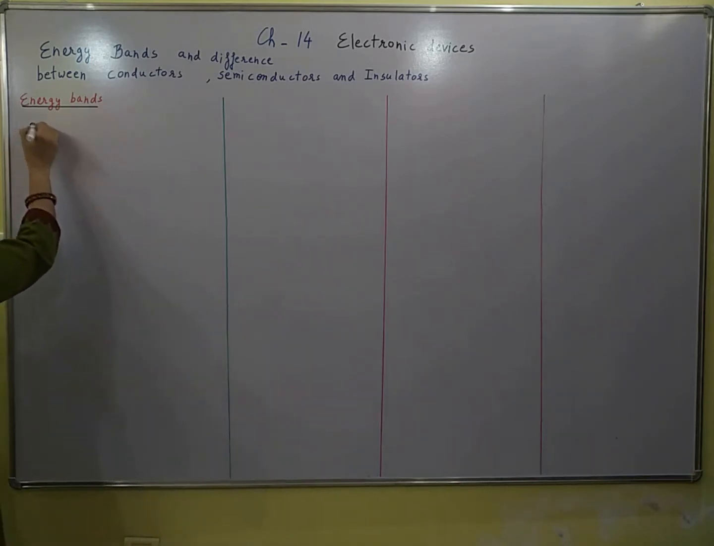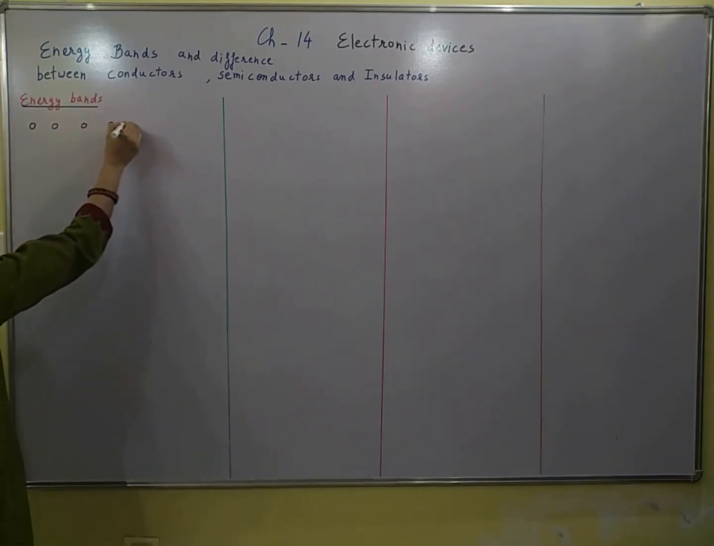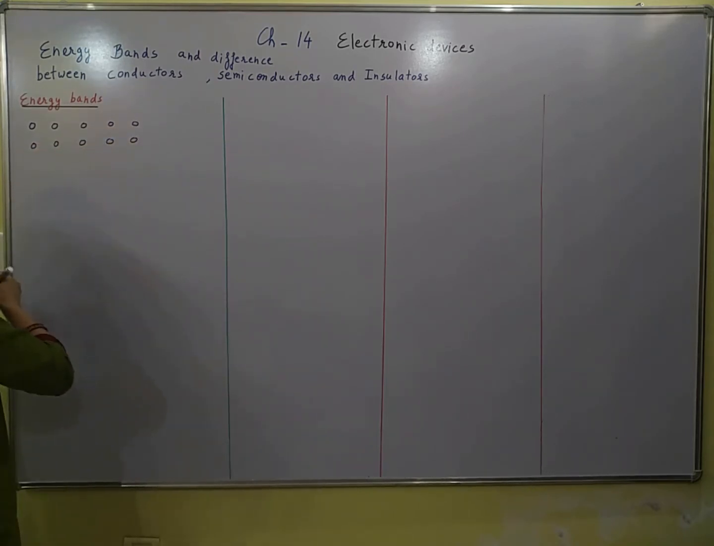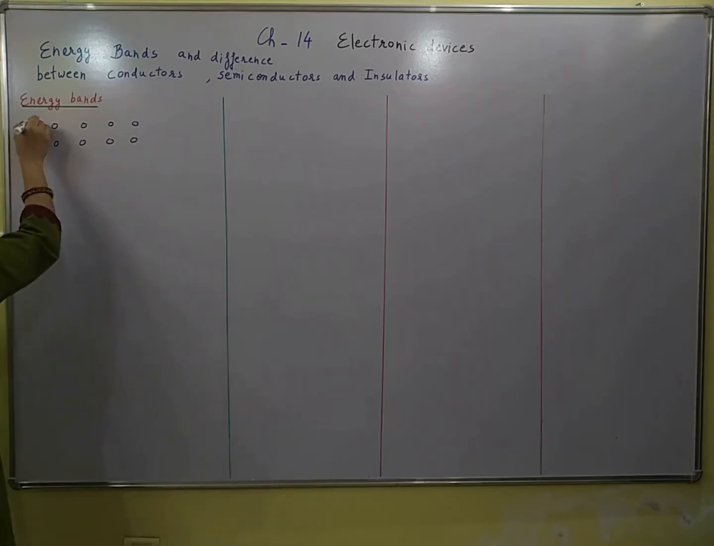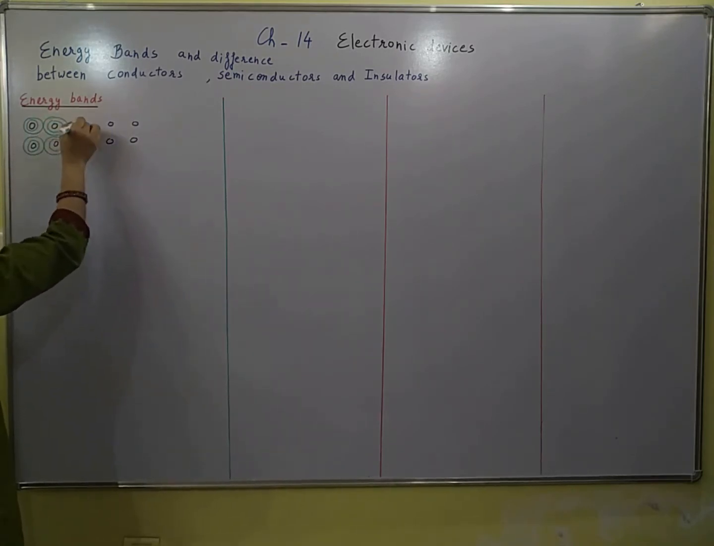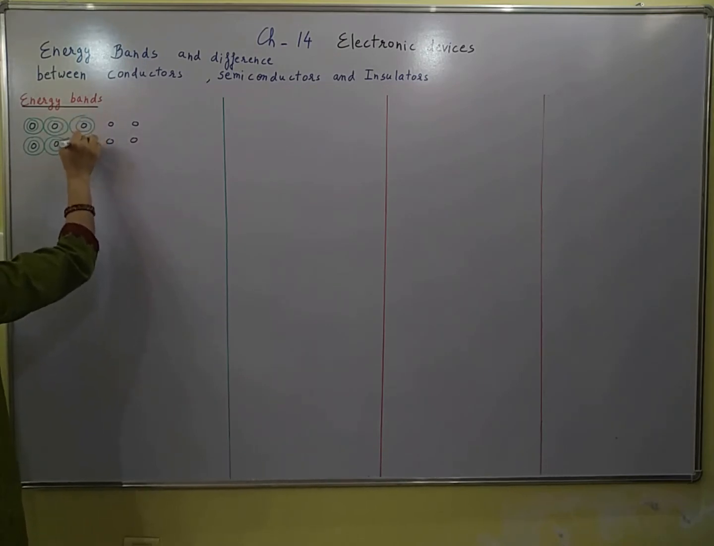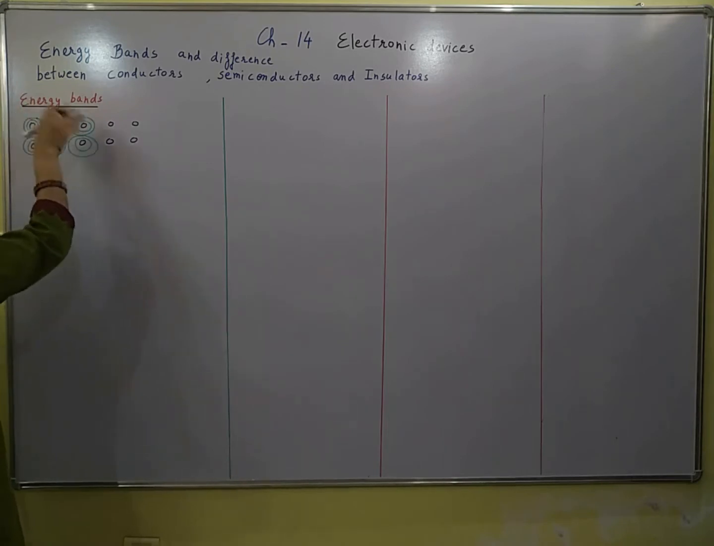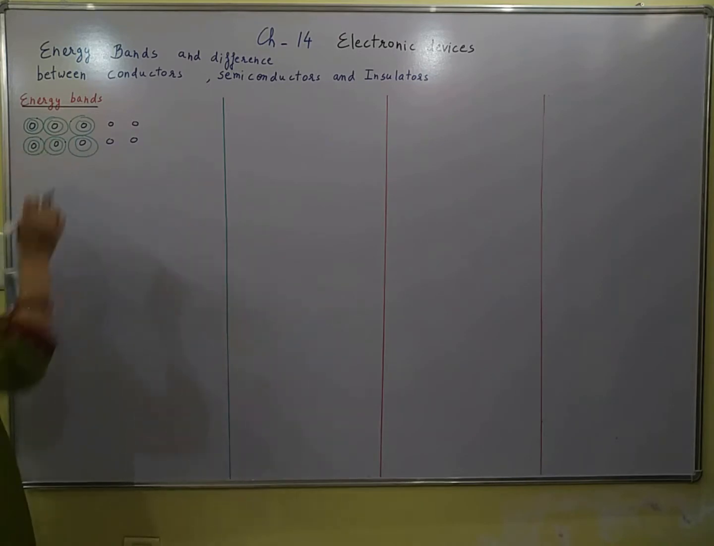that if we have this atom, this atom, this atom, many atoms coming closer to form a crystal, every atom is having a nucleus and shells. So there is an interaction between the shells, and due to this interaction each electron will have a different surrounding. Each electron will have a different surrounding due to different atoms.